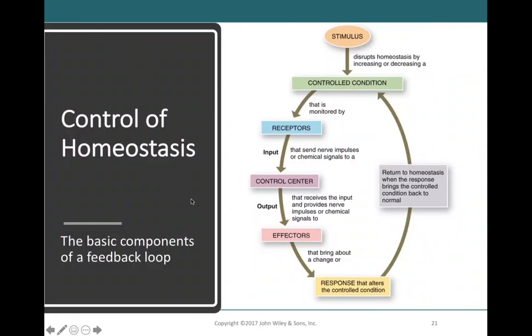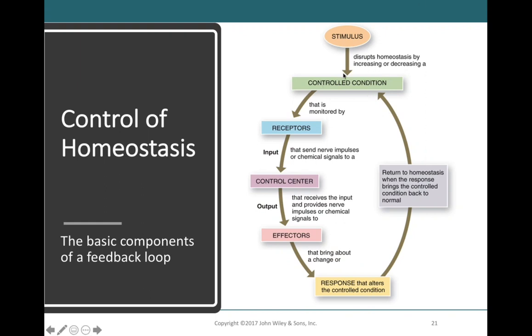Now we're going to talk about the different control of homeostasis in the form of feedback loops. Feedback loops are different methods by which our bodies are able to regulate homeostasis. We have two types of feedback loops we're going to mention, a positive feedback loop and a negative feedback loop. So we're going to take a minute to go over each of these. Every feedback loop starts with a stimulus that's going to affect some type of controlled condition. The stimulus, like I said, is anything that's going to disrupt homeostasis by either increasing or decreasing any type of controlled condition.